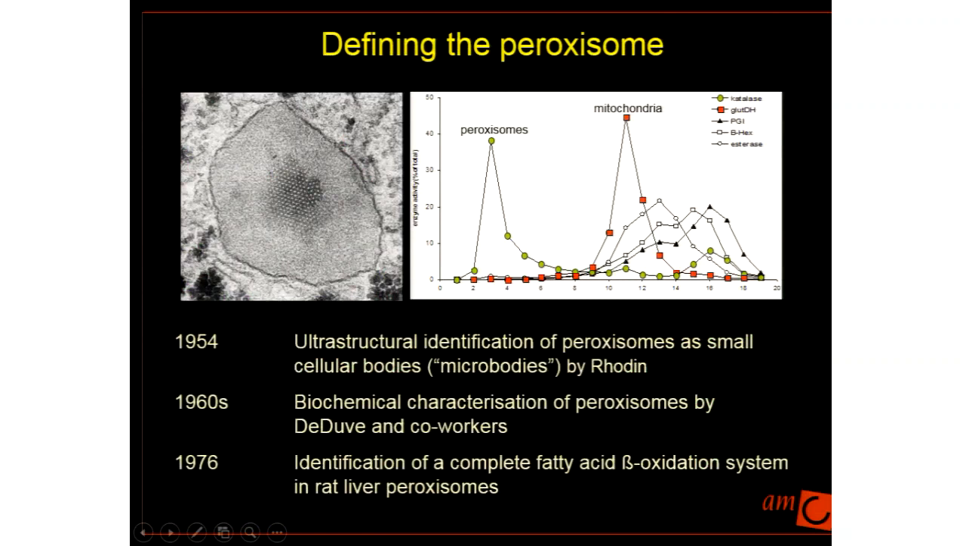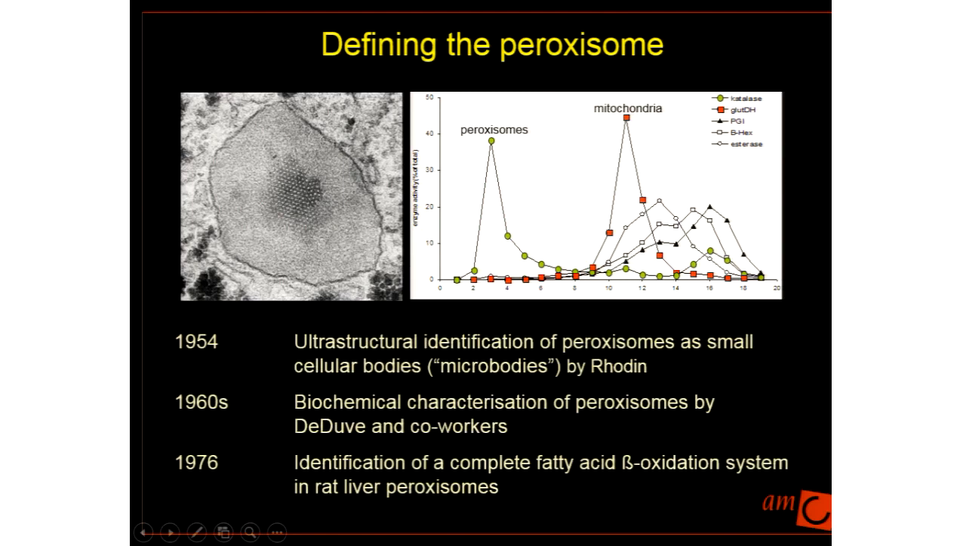Okay, and peroxisomes were first described in 1954 by a Swedish PhD student, Rodin, who described, looking through the microscope, so-called microbodies, which are protein-dense particles surrounded by a single membrane. And at that point, he didn't know what the function of these organelles was.